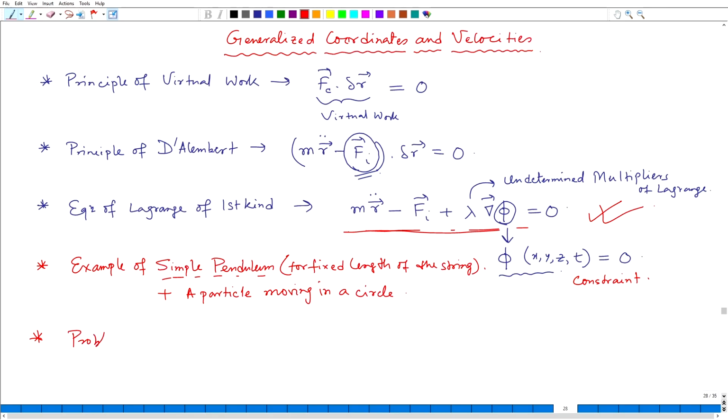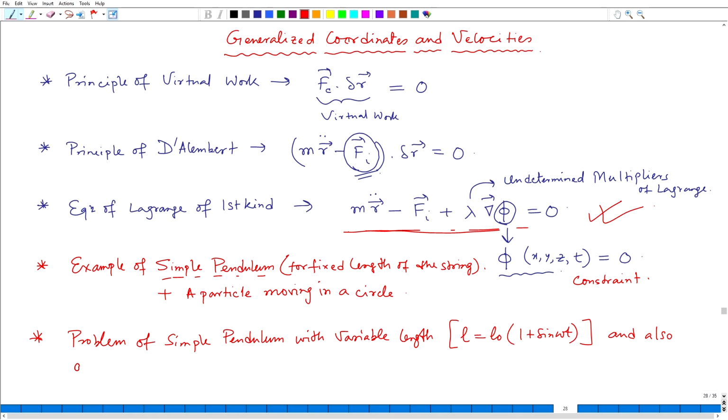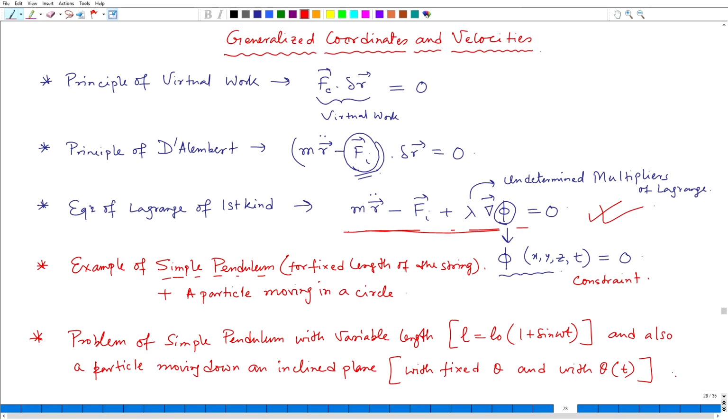Today, I will try to introduce another concept, but before that I want to remind you that you have to do the problem of simple pendulum with variable length, where for example, length is L0 (1 plus sin omega t), and also a particle moving down an inclined plane, with fixed theta and with theta as a function of t, both cases. This is a problem I want to leave for you to try. In today's lecture, we will try something else.